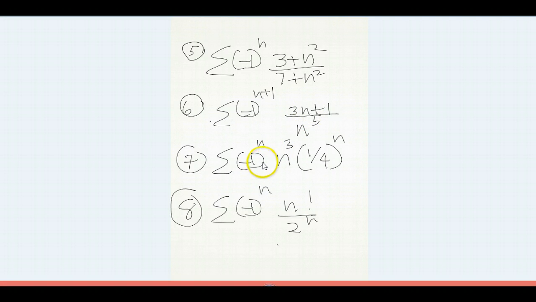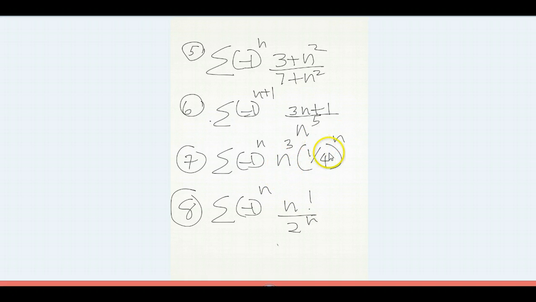All right, now if you look at the third one, let's go through this very quickly. If you look at part 1 of that, if you try to use AST on this, the question is whether the alternating widget is there. Now what about this part? Does it go down to 0? If you look at this carefully, 1 over 4 to the n can be written as 1 over 4 to the n. So really, this is like n to the 3 divided by 4 to the n, isn't it?